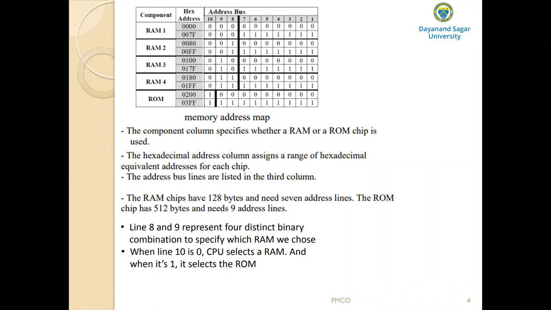How many address lines do we want? 9 address lines. So here, this is RAM. How many address lines are required? From 1 to 9. So 1 to 9 is for the RAM. Observe here the bold border. So these are the address lines for RAM, that is 1 to 9.